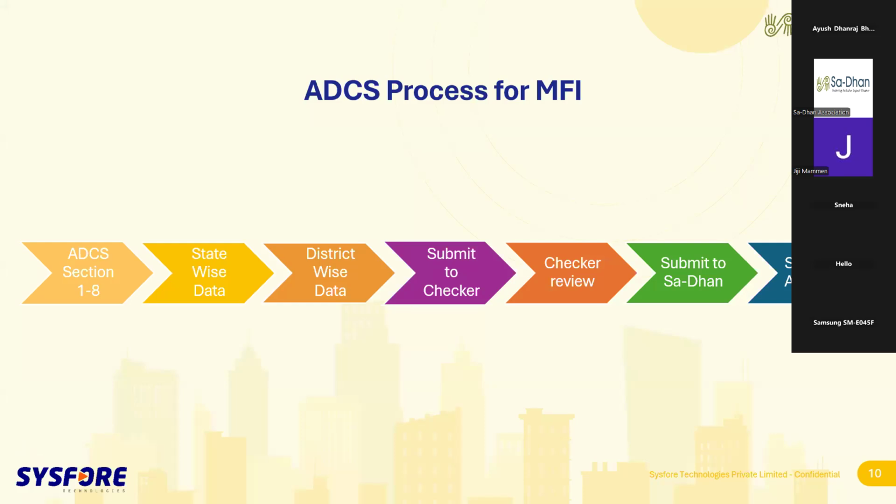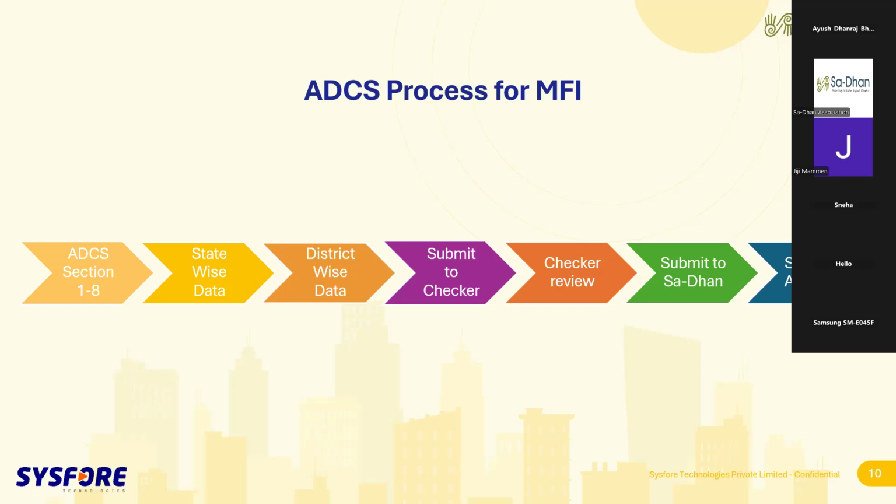So moving on to the next process, that is the ADCS process for MFI, the annual data collection sheet. In this process, we have ADCS sections 1 to 8, state-wise data, and district-wise data. Once the MFI fills in all this data, they will submit it to the checker, and the checker shall review all the data submitted by the MFI and submit it to the Sa-Dhan team, and the Sa-Dhan team shall approve the ADCS process. So this is the complete process, similar to QDCS.